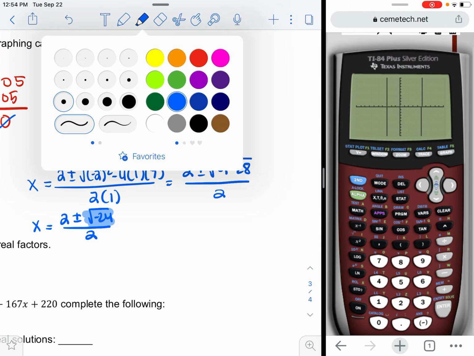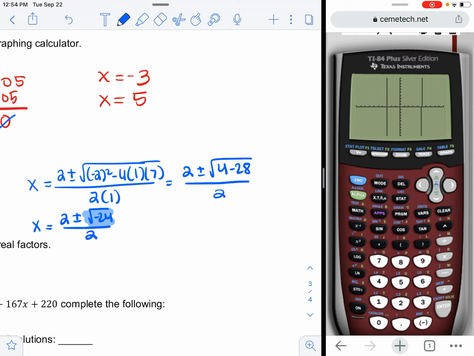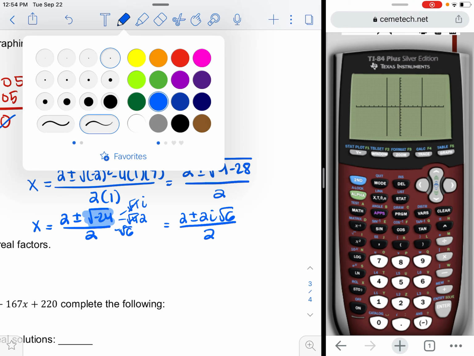Remember, I have to simplify this square root of negative 24 next. So I know i is going to be in my answer. So I'm going to put root negative 1 because that's going to happen. But then I know 4 goes in there 6 times. And this is i, and this is 2. So 2i root 6. So I have 2 plus or minus 2i root 6 all over 2.